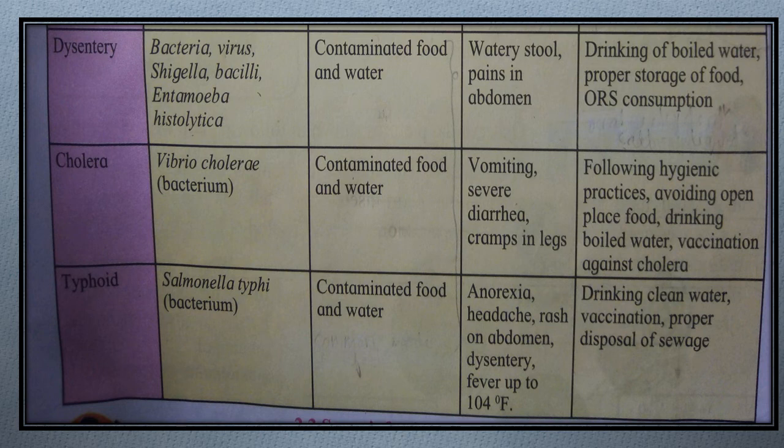And next is cholera, caused by Vibrio cholerae bacterium. That means this is the pathogen for this disease. Mode of infection: contaminated food and water. Symptoms of this disease are vomiting, severe diarrhea, cramps in the legs. Prevention and treatment: following hygiene practices, avoiding open food, drinking boiled water, vaccination against cholera. Typhoid pathogen is Salmonella typhi bacteria. Again, the mode of infection is contaminated food and water. Symptoms: anorexia means loss of appetite, headache, rashes on abdomen, dysentery, fever up to 104 degrees Fahrenheit. Prevention and treatment is drinking clean water, vaccination, proper disposal of sewage.